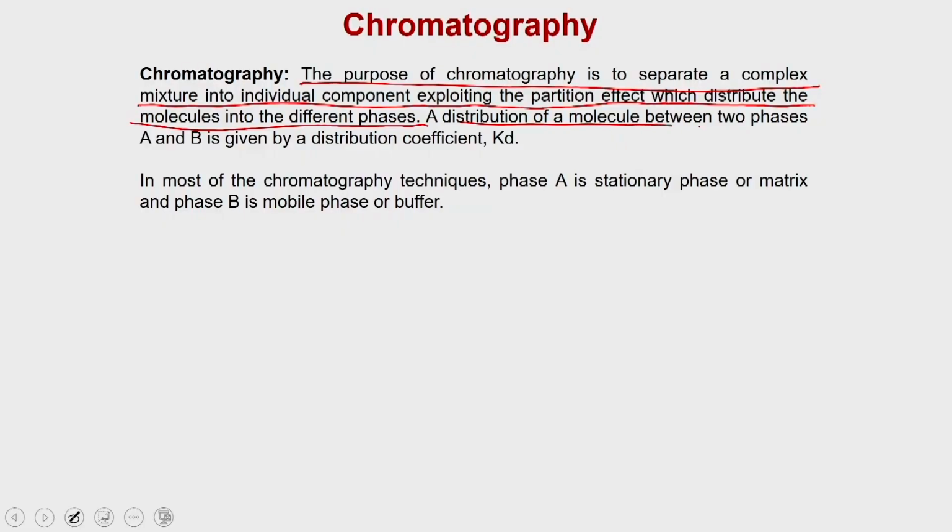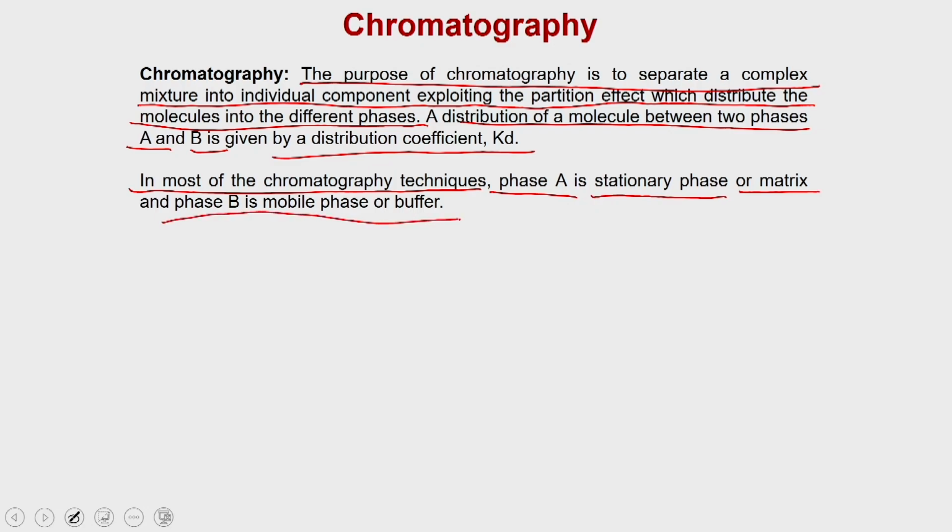The distribution of a molecule between the two phases A and B is given by a distribution coefficient Kd. If you remember from a previous slide, the Kd is the concentration of the molecule in phase A divided by the concentration of the molecule in phase B. But in most chromatography techniques, phase A is considered to be the stationary phase or the matrix, whereas phase B is the mobile phase or the buffer which you use for the purification.